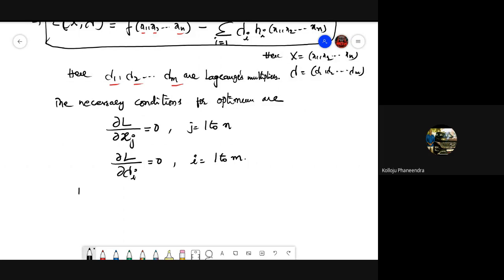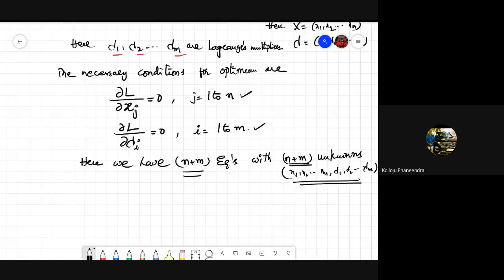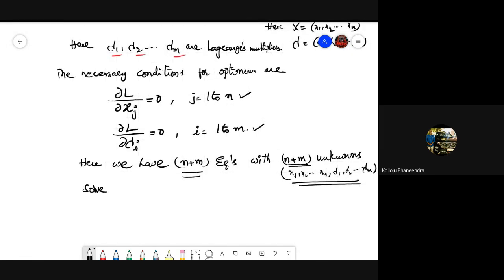Totally, how many equations do we have? N equations here, m equations here. We have n plus m equations with n plus m unknowns. What are the unknowns? x1, x2, and so on, xn, lambda 1, lambda 2, and so on, lambda m. These are the unknowns. So with n plus m equations and n plus m unknowns, I can solve the above equations.